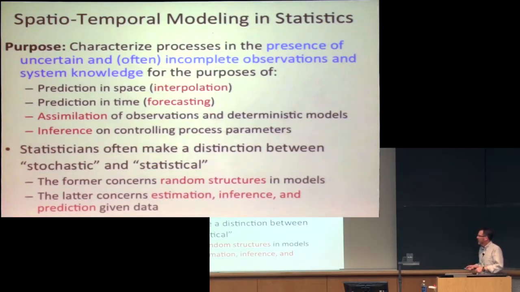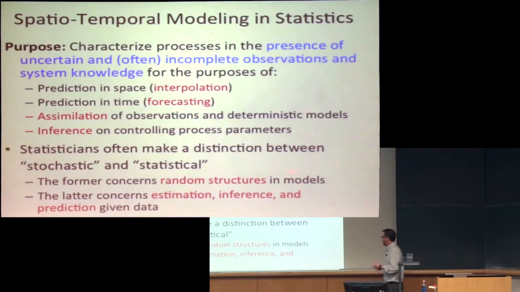of four categories. Either we're going to predict in space, we're going to interpolate, and we're going to help that in some way by having the time information. We might predict in time, or you might call that a forecast, forward in time. We might assimilate observations with deterministic models. That, again, typically relates to both the interpolation and the forecasting. Or we may want to do inference on parameters or controlling properties of this system. So maybe, does this habitat variable really influence the density-dependent growth of some ecological process, for example?